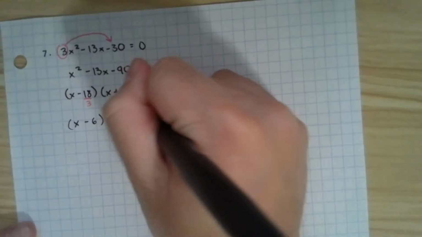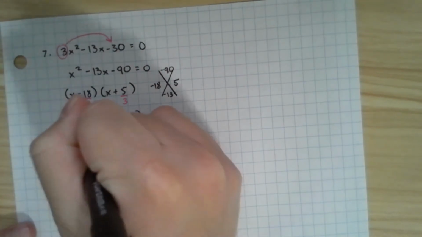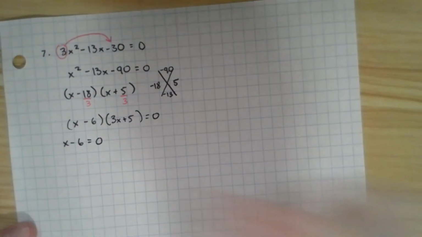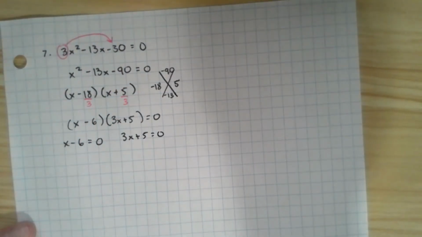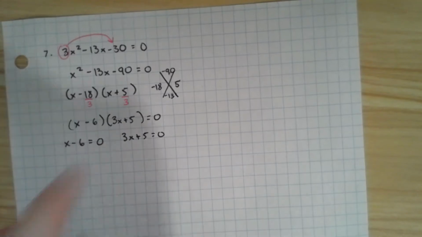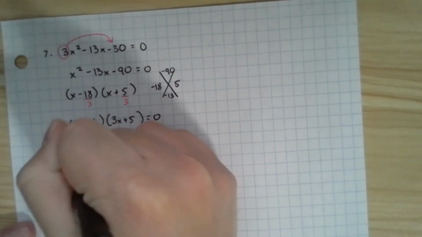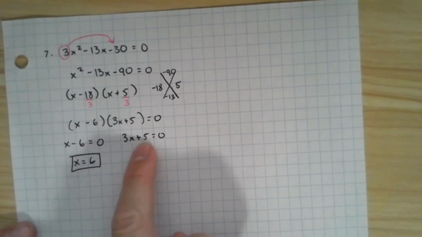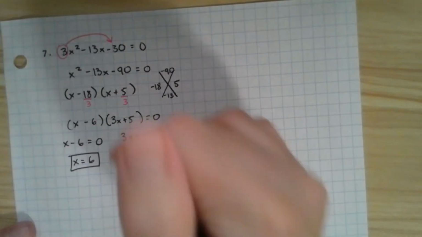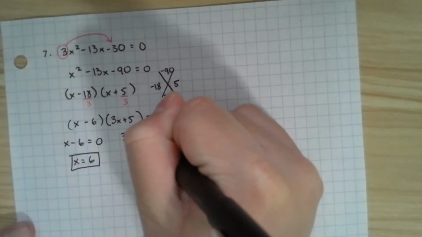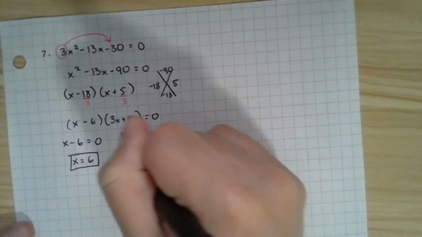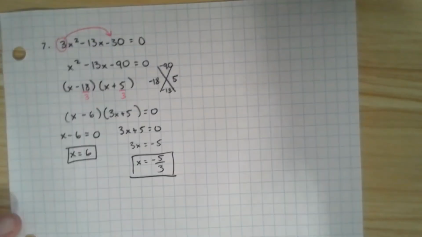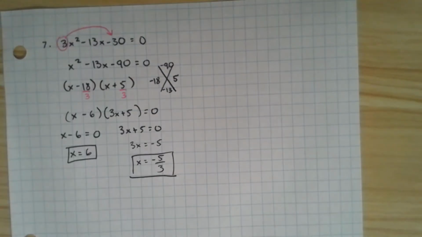Now you can solve each of these factors. The first one, x minus 6 is equal to 0, and the second one, 3x plus 5 is equal to 0. For this one, just add 6 to both sides, so x is equal to 6 is an answer. Right here, you would subtract 5 from both sides, and then you would divide by 3. So that's how you would approach this one.